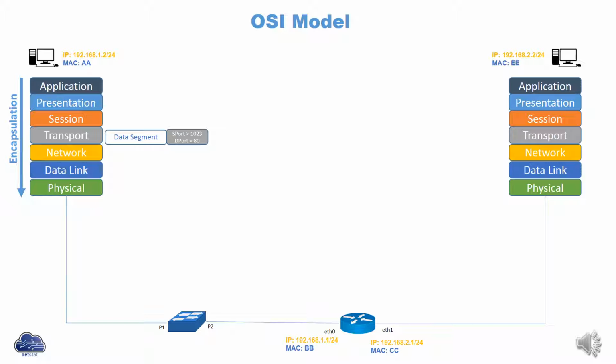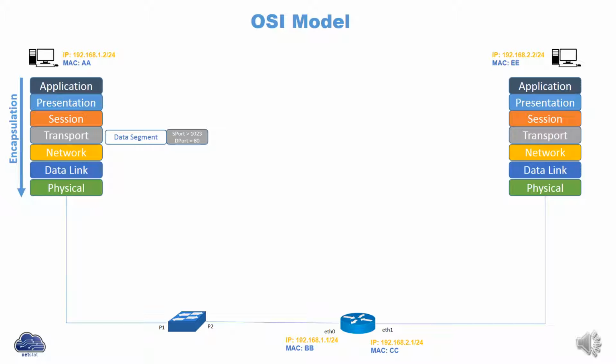Transport layer. In the transport layer, the OS will define the transport protocol, whether TCP or UDP, and add the source and destination port numbers. Then the transport header will be added. The source port number will be set to a random port higher than 1023, and the destination port will be defined according to the application being used.